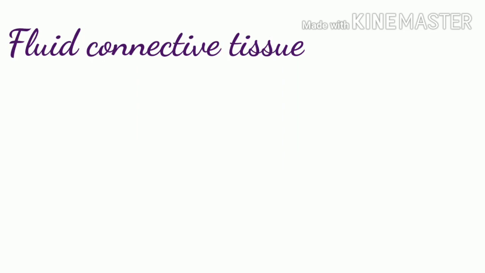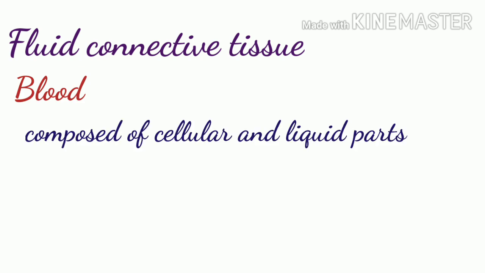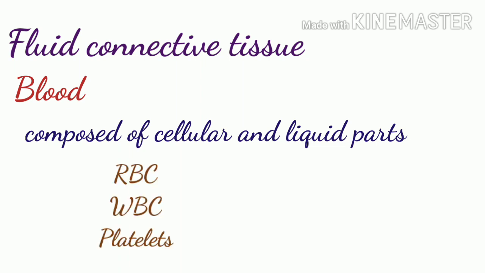The fluid connective tissue includes the blood. Blood is composed of both cellular and liquid parts. The liquid part of blood is the plasma and the cellular part includes the RBC, WBC and the platelets.